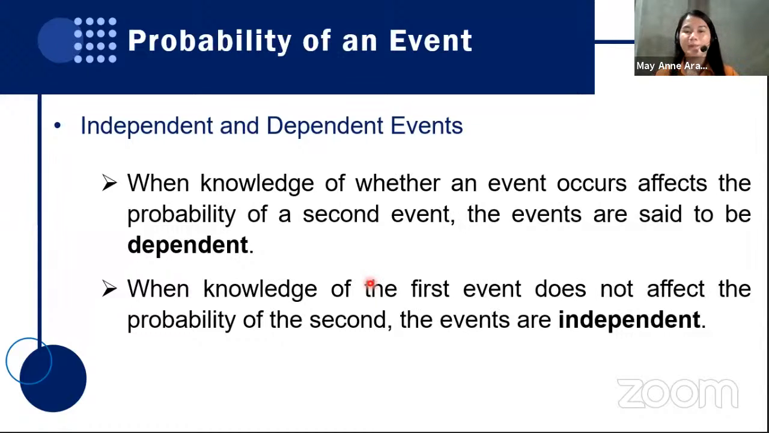Now we have the independent and dependent events. When knowledge of whether an event occurs affects the probability of a second event, the events are said to be dependent. While when knowledge of the first event does not affect the probability of the second, the events are independent.